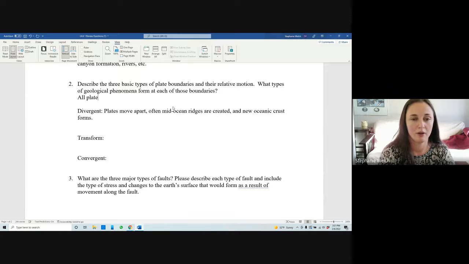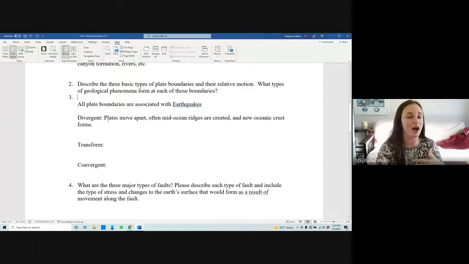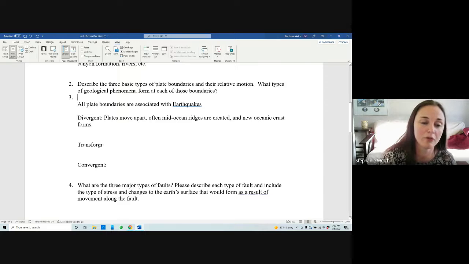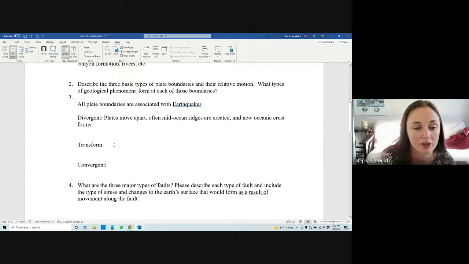All plate boundaries are associated with earthquakes. So this would also include divergent plate boundaries. Anytime you have all of this motion going on, either on the ocean floor, or even especially if this motion is going on in part of the continental landmass, then this is always going to create friction. This is always going to relate to earthquakes. Divergent and transform boundaries are often more to the mid to shallow focus earthquakes.